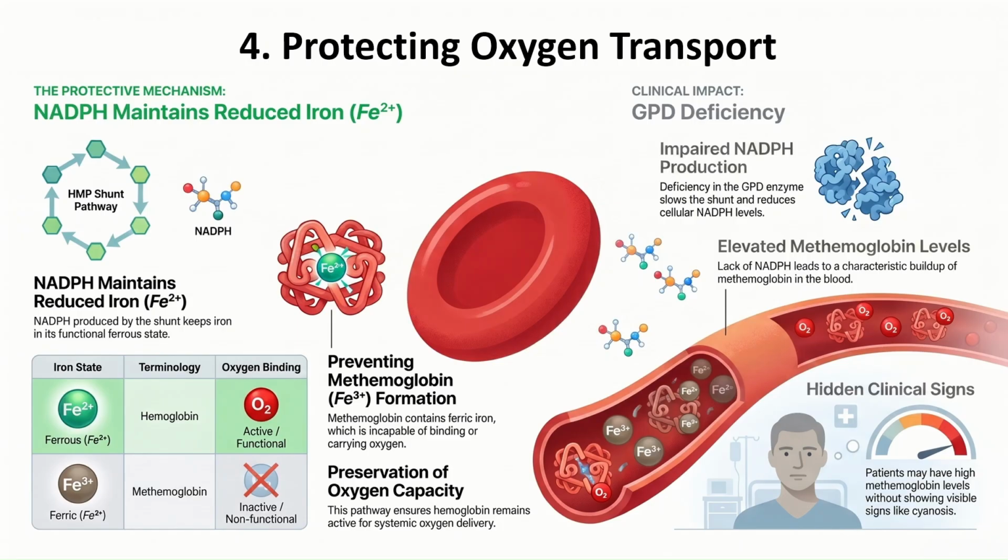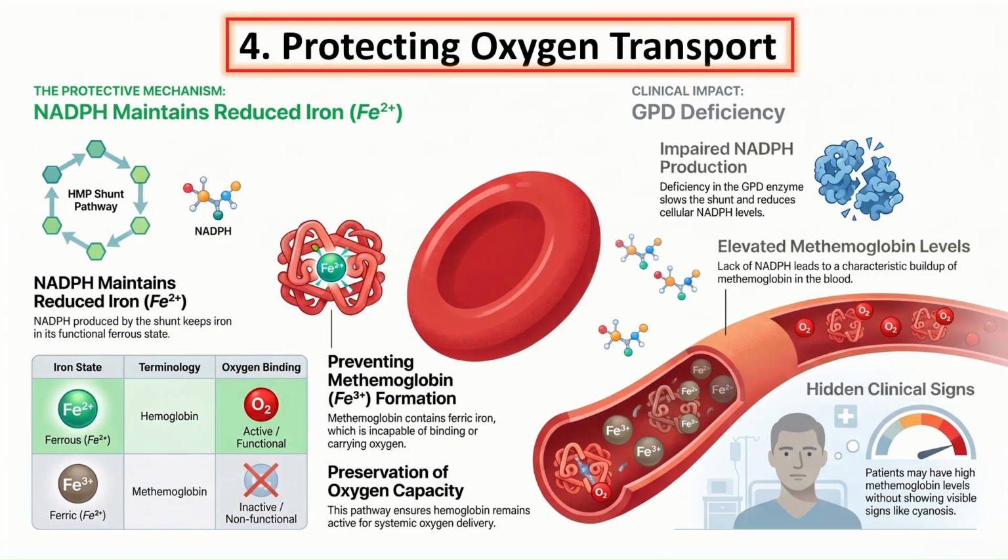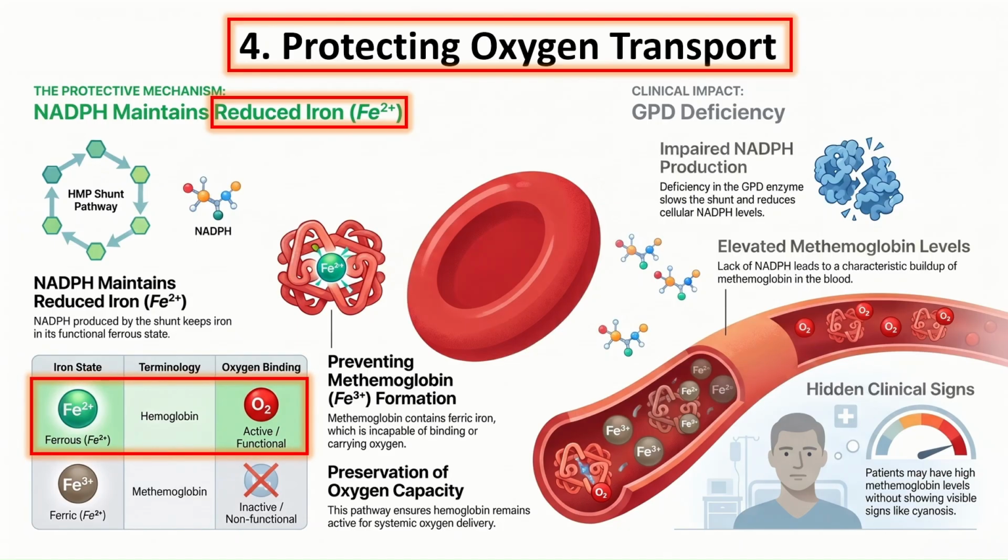The fourth significance is it protects the oxygen transport. That is, the next role is protecting the oxygen transport in the body. Now, how is this happening? The NADPH generated helps in maintaining the ferrous state of the iron, that is the reduced state of the iron. This is needed for normal functioning of the hemoglobin.